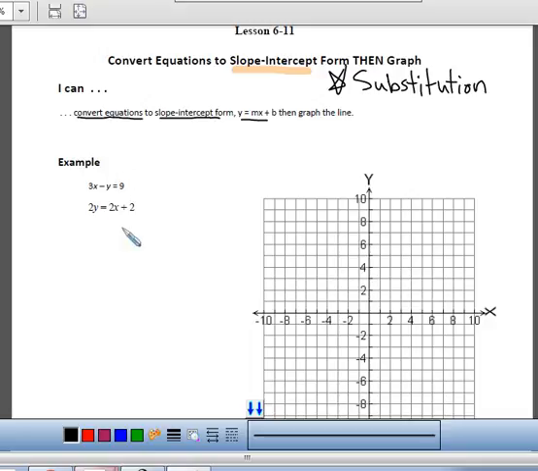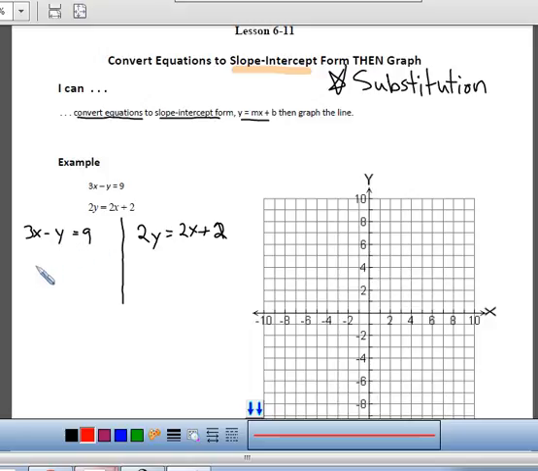So we have our first example on page 61, and it says 3x minus y equals 9, 2y equals 2x plus 2. So I'm going to separate these two. I'll write the first one over here, 3x minus y equals 9. I'll put a little line in between for some workspace, and then 2y equals 2x plus 2. Alright, so let's do some converting.